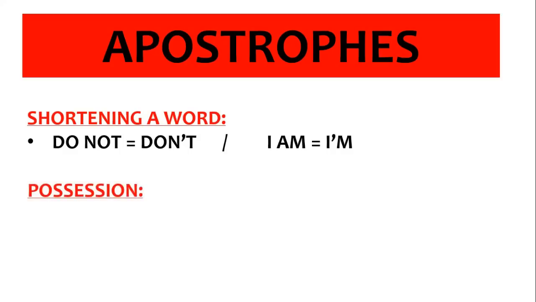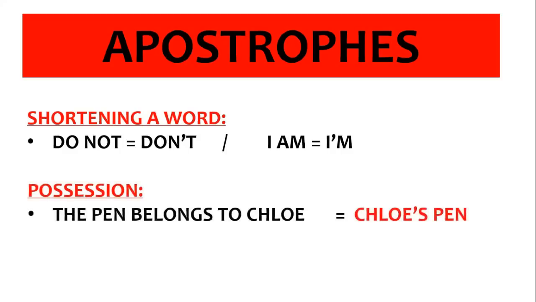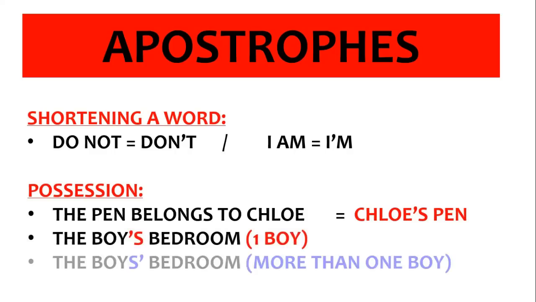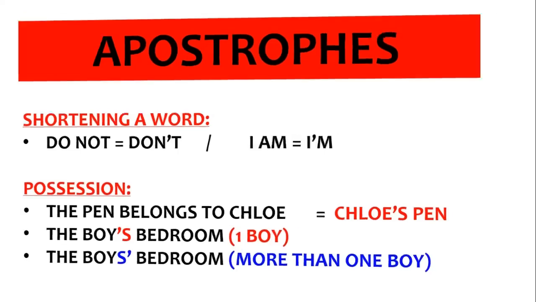And the other thing is possession, so something belonging to someone. So for example, the pen belongs to Chloe would equal Chloe's pen, with an apostrophe. If I was saying the boy's bedroom and I meant one boy, the apostrophe goes before the S. If I'm talking about a group of boys, then it's after the S. So try to remember that.